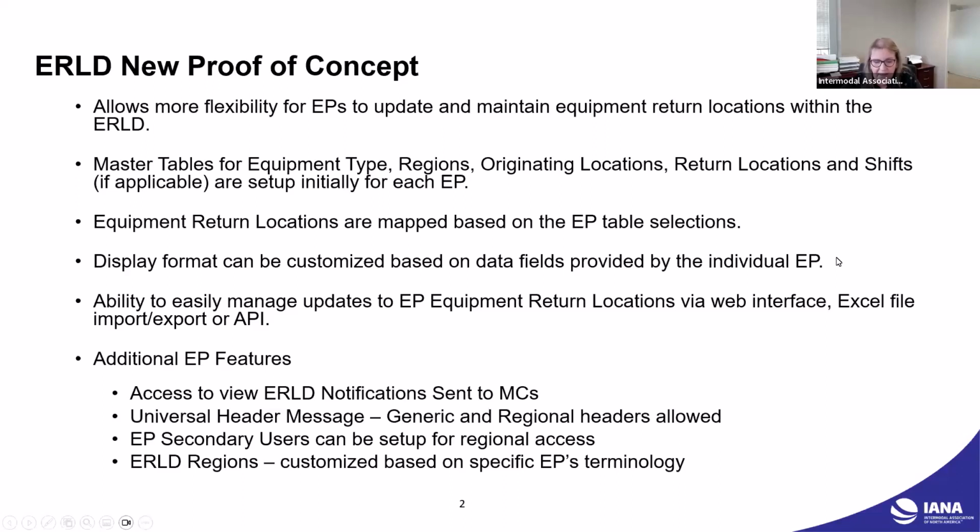And from these tables, the equipment providers would be able to easily map, based on drop-down selections from the information contained in the tables, their equipment return locations that would then be displayed to the motor carriers that would be accessing the information through the ERLD. This can be done via the web interface. We also have the ability to have it done via Excel import-export and an API.